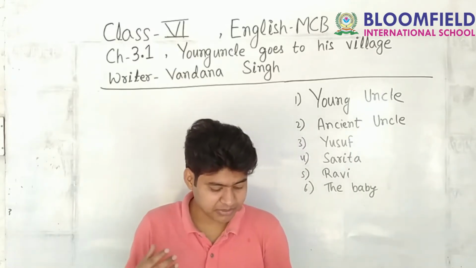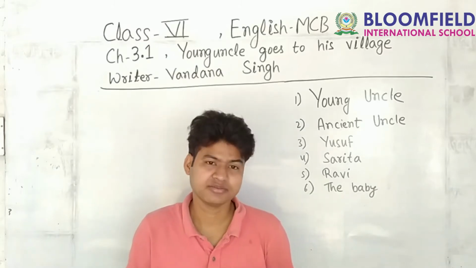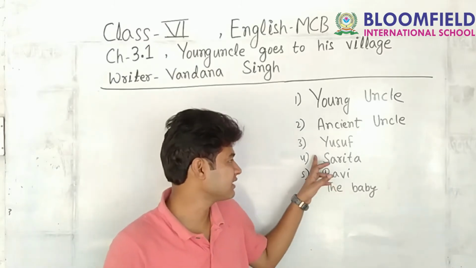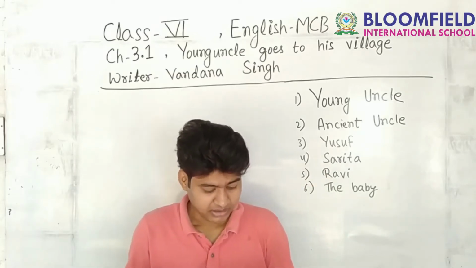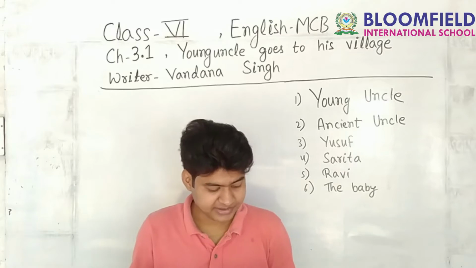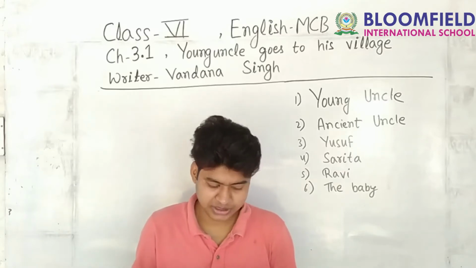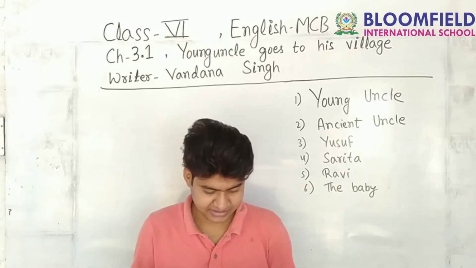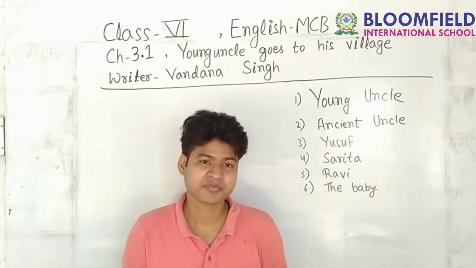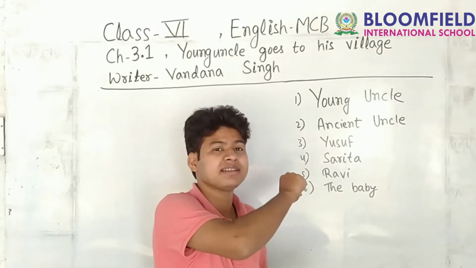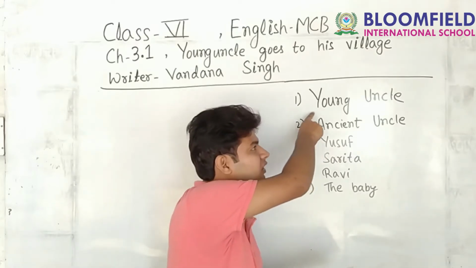Young Uncle, the younger brother of children's father. That means these children, Sarita, Ravi and the baby, is an unusual person who finds a unique and hilarious solution to any problem that he faces. Read about his preparation for a visit to his great uncle's village. So basically the ancient uncle is the great uncle of young uncle.